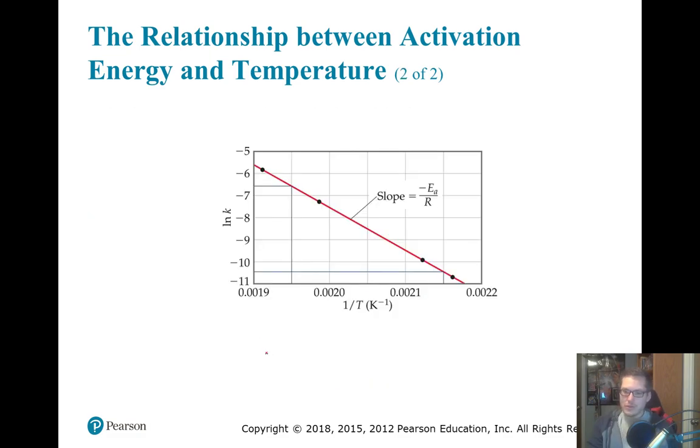So if we took our y equals mx plus b formula and plotted the natural log of k against the inverse of temperature, and found the slope of that line, we would know that it's equal to the activation energy over the R value. One thing to keep note of is that this R value, because it's an energy, has to be 8.31 joules per mole.